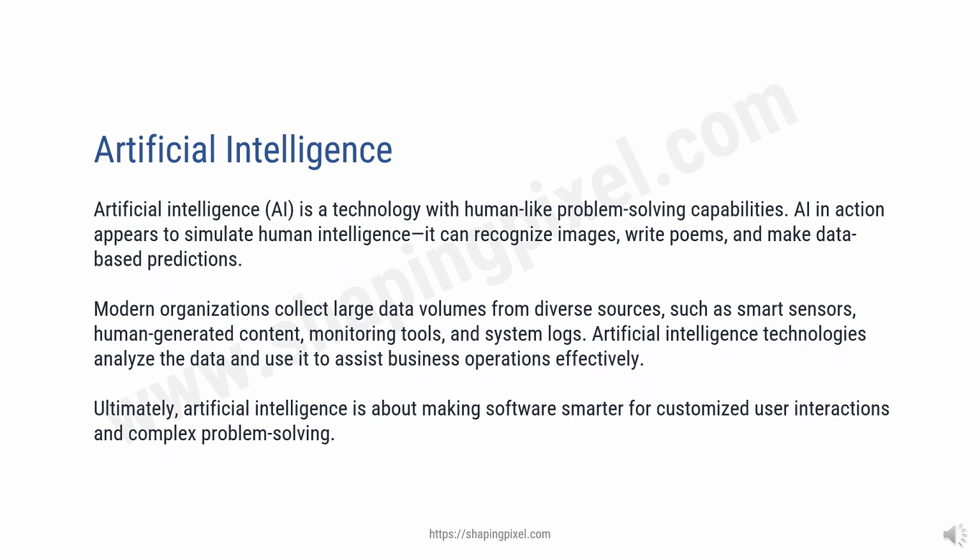Artificial intelligence. Artificial intelligence is a technology with human-like problem-solving capabilities. AI in action appears to simulate human intelligence. It can recognize images, write poems, and make data-based predictions. Modern organizations collect large data volumes from diverse sources such as smart sensors, human-generated content, monitoring tools, and system logs. Artificial intelligence technologies analyze the data and use it to assist business operations effectively. For example, AI technology can respond to human conversations in customer support, create original images and text for marketing, and make smart suggestions for analytics. Ultimately, artificial intelligence is about making software smarter for customized user interactions and complex problem solving.